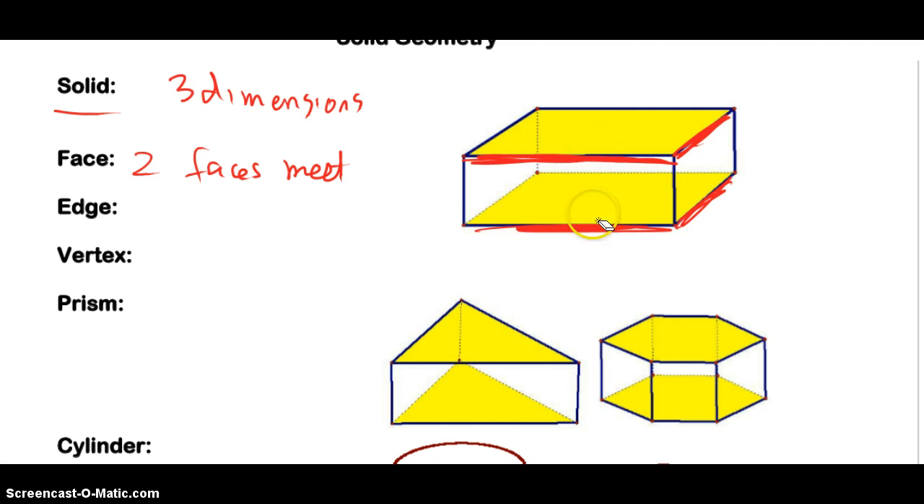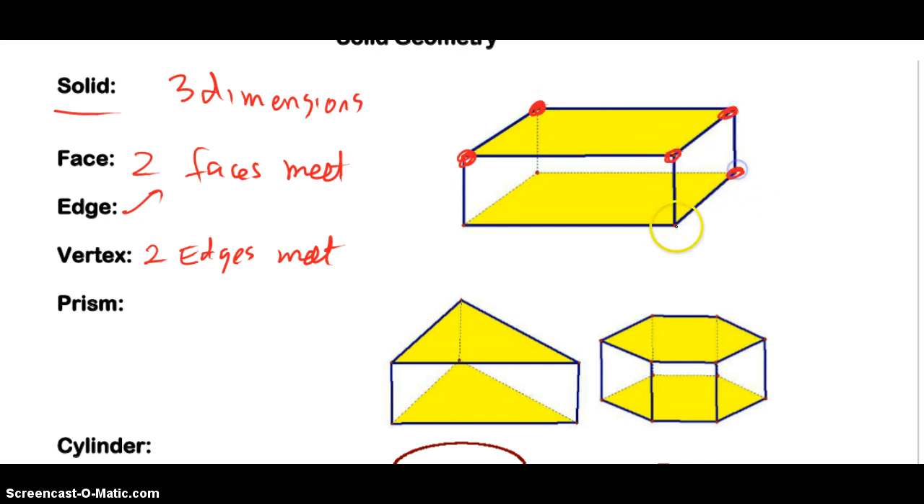Okay, now let's do vertices, or a vertex. A vertex is where, hold on, this is an edge right there. So a vertex is where 2 edges meet. Okay, so it's these points right here, that's a vertex. That's a vertex. Look at all these vertices right here. See all these? They're all vertices.